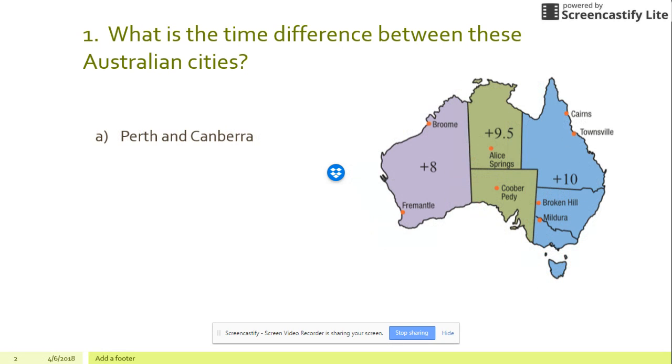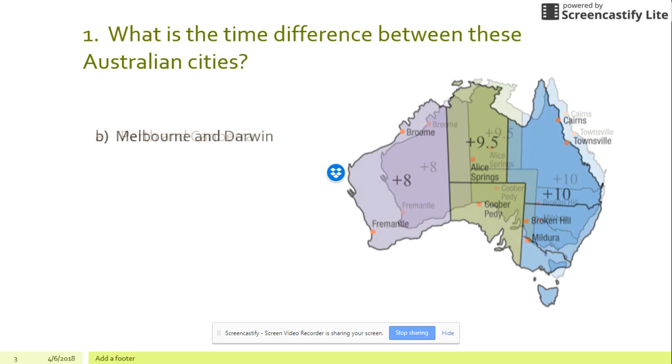Guys, I need you to write that down. So that will be 1A, 2 hours. 1B, between Melbourne and Darwin. We know Darwin's up here, and Melbourne's down here somewhere. So that's 10, and that's 9.5. So it's half an hour. Okay, 0.5, half an hour between Melbourne and Darwin. Write that down.